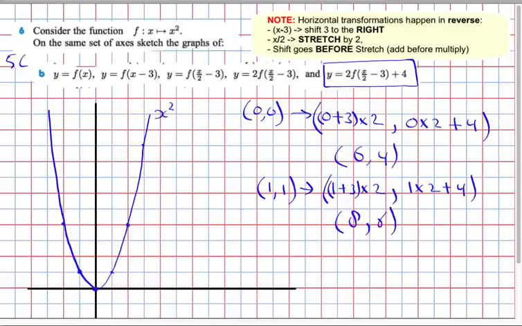Let's do one more, 2, 2, 4 are the coordinates. And then the new coordinates are 2 plus 3 times 2. That's for the x coordinate. Again, the shift comes before the stretch, so that's why I use the brackets. And then 4 times 2 plus 4. So the new coordinates are 10 and 12.